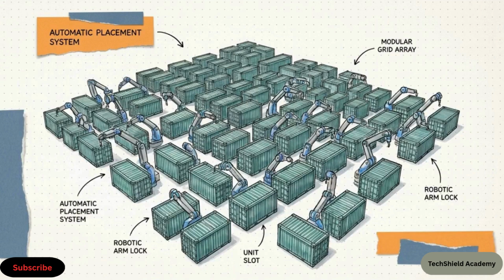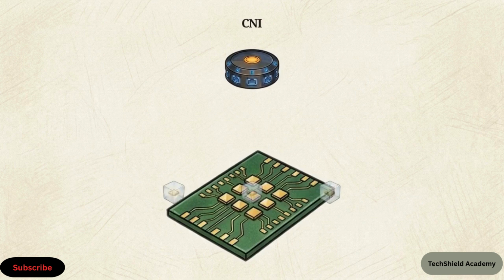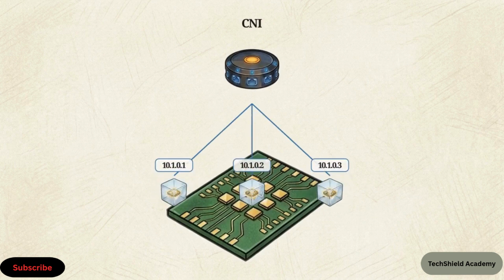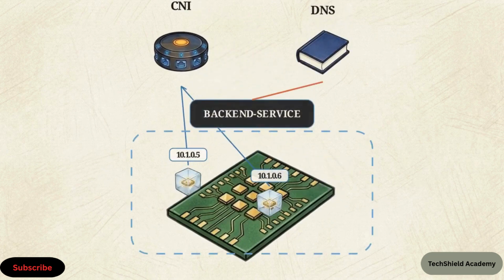It automatically tracks, places, and restarts massive swarms of containers based on real-time traffic demands. Kubernetes solves internal routing using the container network interface. It automatically plugs a virtual cable into new pods, assigning them unique IPs. Because these IPs change constantly, an internal DNS acts as a static phone book, letting services search by name instead.